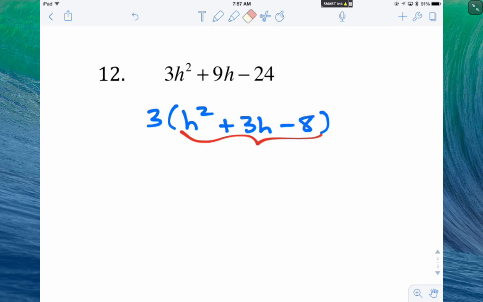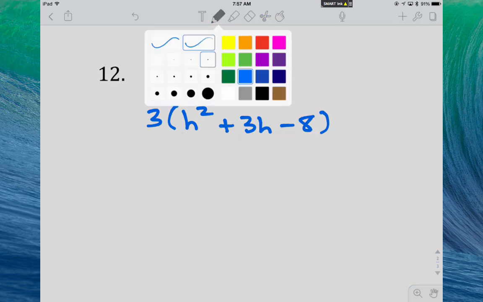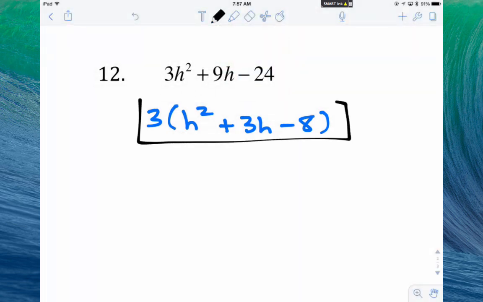So you know what? That's it. We actually can't factor anymore. This is as good as it's going to get. So this would be our fully factored version for now. Later we might develop the skills to factor this, but not right now.